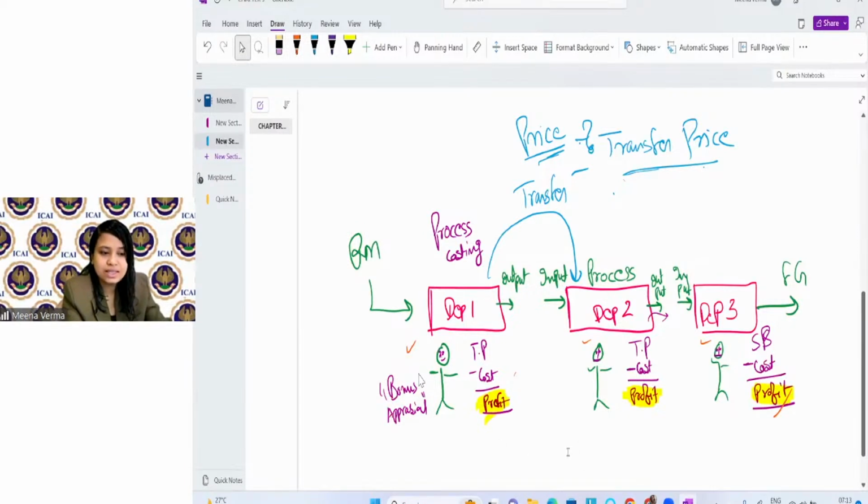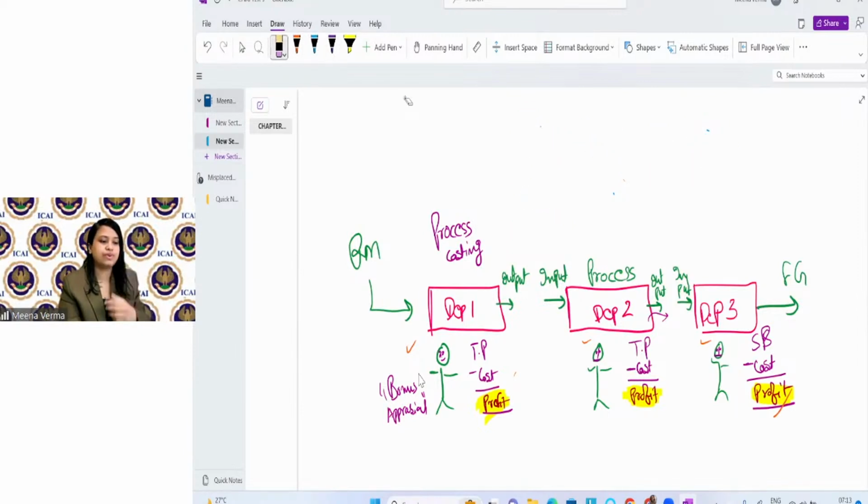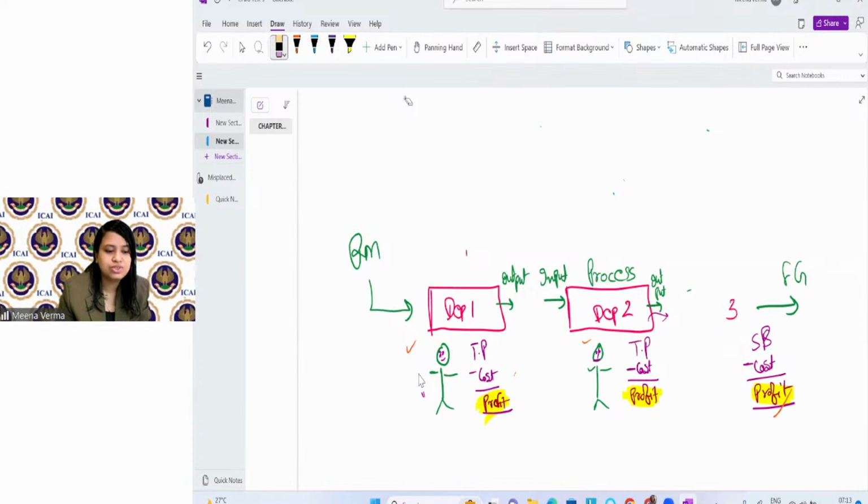So if you will see here, we have taken a beautiful image here to decide the transfer price of the goods when we are transferring the goods from one process to another process. Right now, I'm making a scenario for you. Okay, I'm just trying to create a scenario for you. I'm just removing all these things.